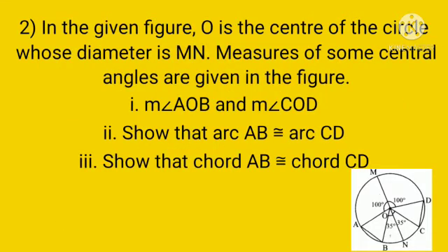Sum number 2. In the given figure, O is the center of the circle whose diameter is MN. Measures of some central angles are given in the figure. Hence, find the following. First, measure of angle AOB and measure of angle COD. Second, show that arc AB is congruent to arc CD. Third, show that chord AB is congruent to chord CD.